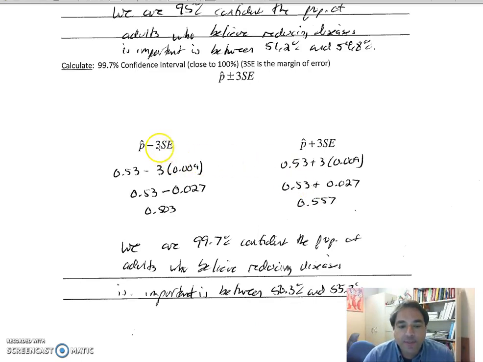The reason why it gets wider is two reasons. One, obviously because we're multiplying by a larger number, it gets wider. But the other reason, if you think about it, is the more confident we are, it's because the interval is wider. The wider the range, the more numbers that fall in it, the more confident we become.